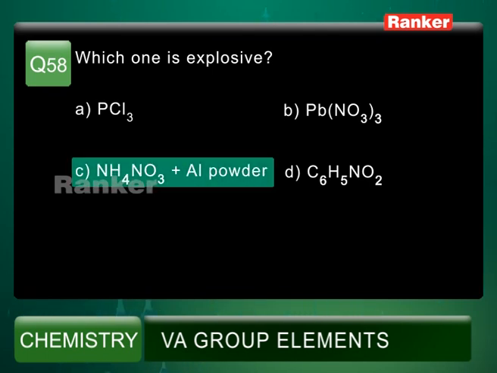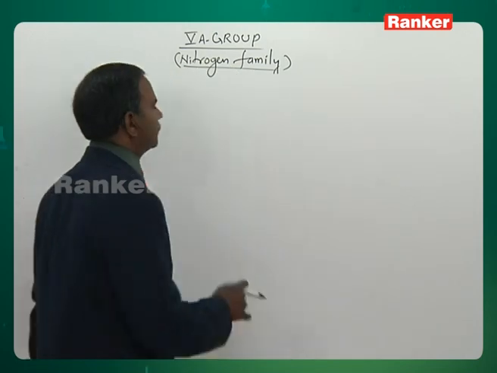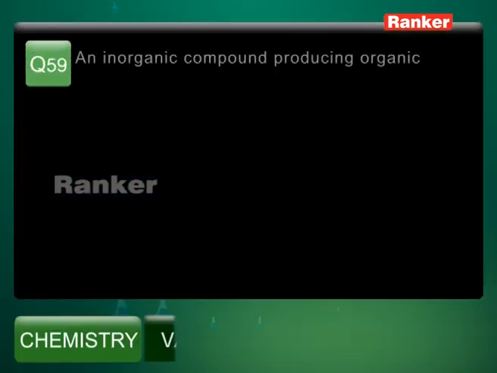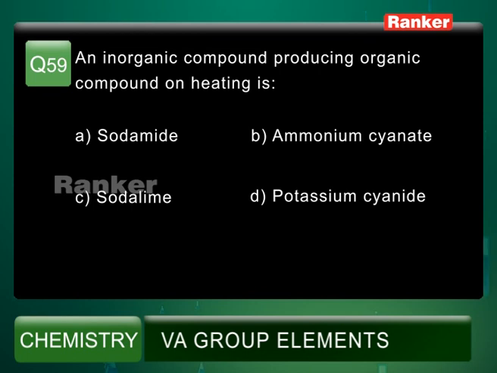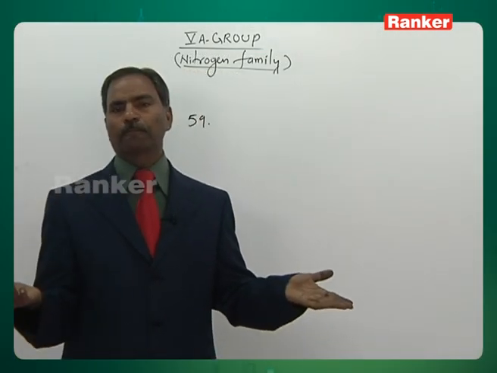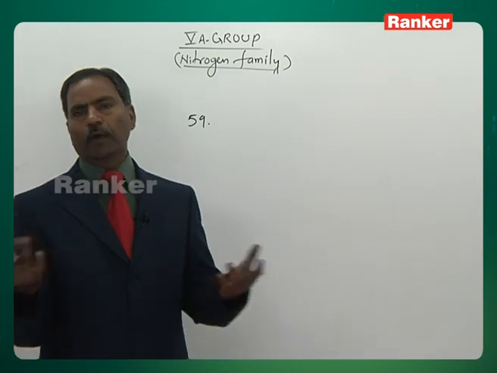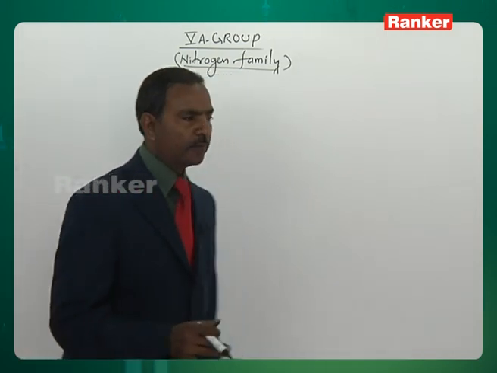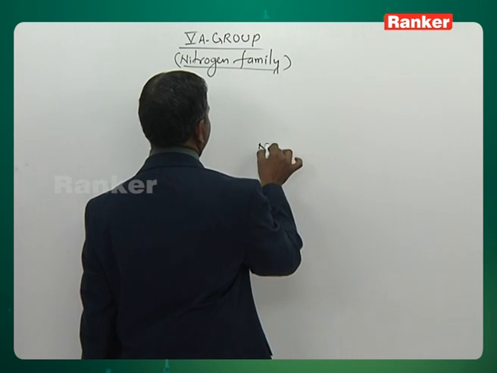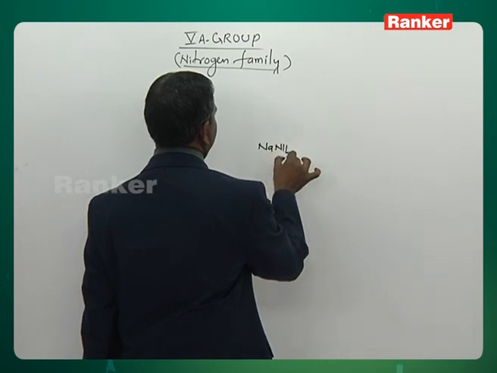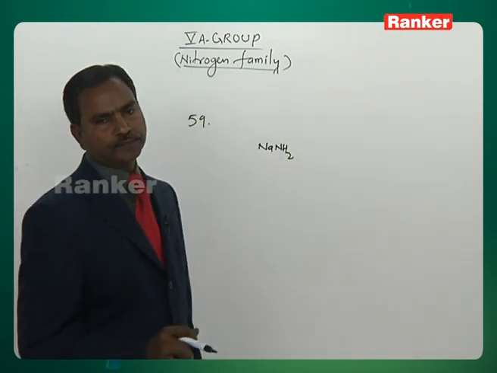Question number 59. An inorganic compound producing organic compound on heating is sodamide. Sodamide on heating, you are getting sodium and ammonia. There is no organic compound. Sodamide is simply NaNH2. You won't get any organic compound in this.